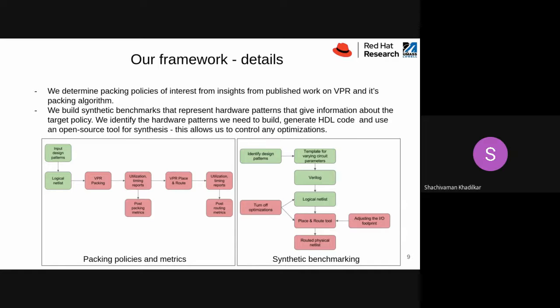The second part is the synthetic benchmarking. Several CAD evaluation benchmarks like Titan, VTR7, MCNC exist, but they do not have the isolated hardware patterns we are looking for. The synthetic benchmarks give information on the target policy. We use open source tools for synthesis and place and route, so we have control over optimizations and our hardware patterns are not just removed by the tools.